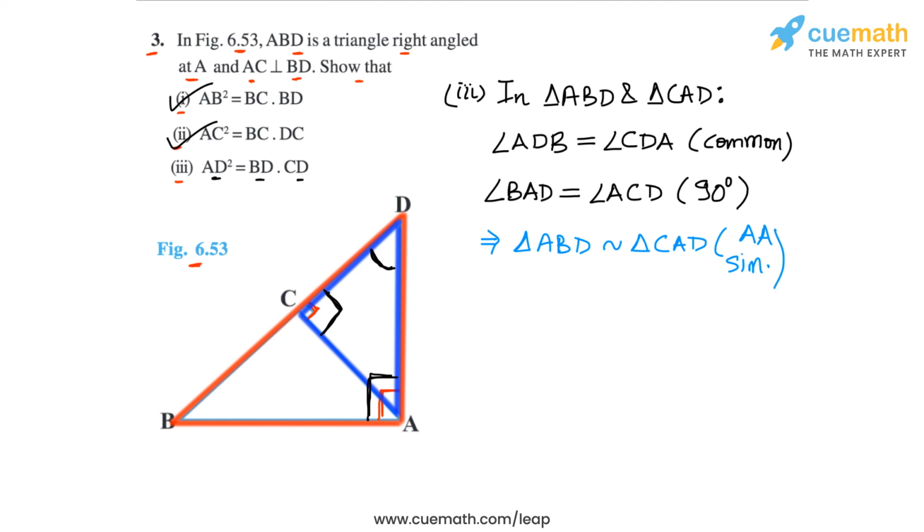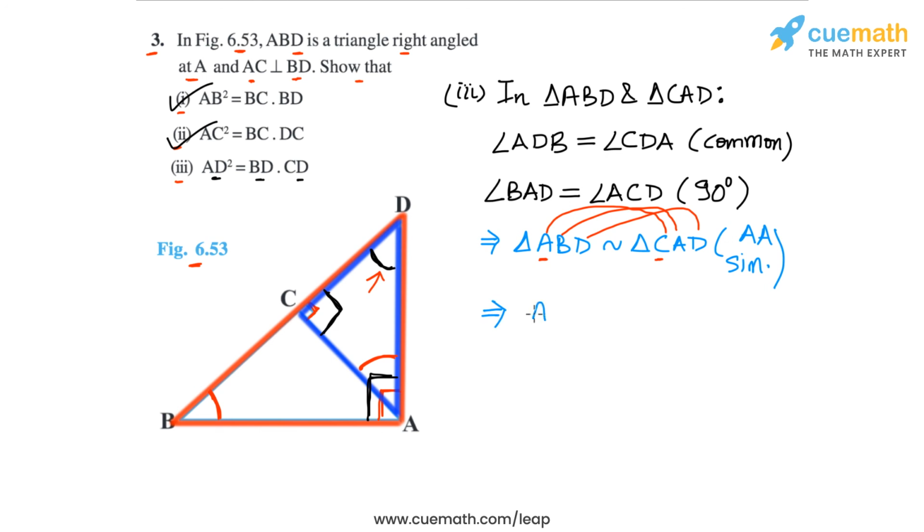And the order of the vertices is important. Make sure you get it right. A in the first triangle corresponds to C in the second triangle because at A and at C the angles are 90 degrees. Then B corresponds to A, and that is because this angle here at B is equal to this angle here at A, and then D corresponds to D because this angle is common to both the triangles. So this is how you will write the order of the vertices. And now because of this similarity, the corresponding sides will be proportional.